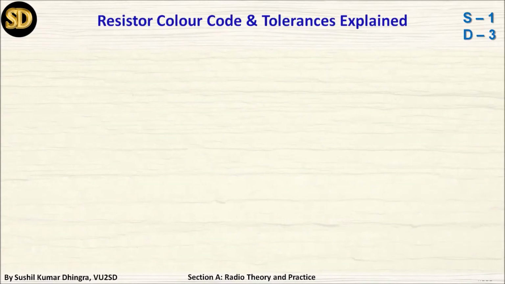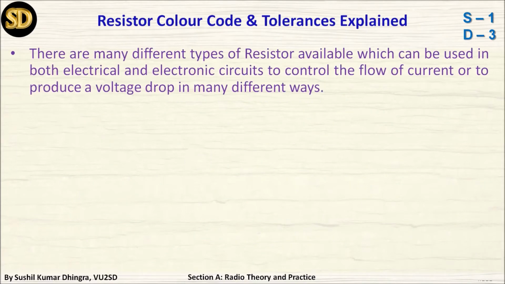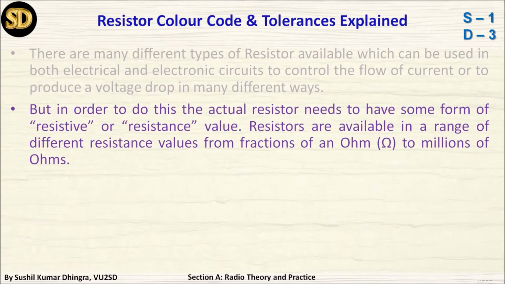So I'll continue. There are many different types of resistors available which can be used in both electrical and electronic circuits to control the flow of current or to produce a voltage drop in many different ways. But in order to do this, the actual resistor needs to have some form of resistive or resistance value. Resistors are available in a range of different resistance values, from fractions of an ohm to millions of ohms.